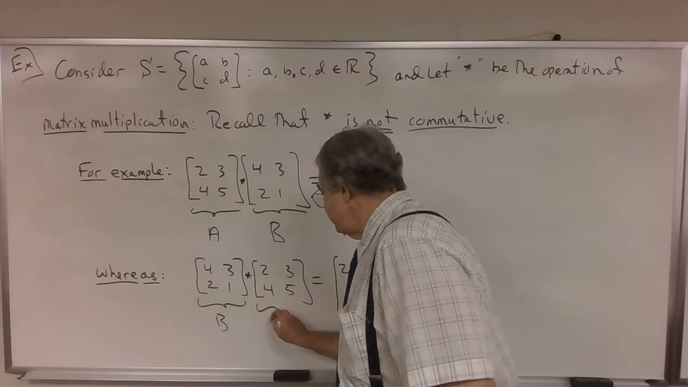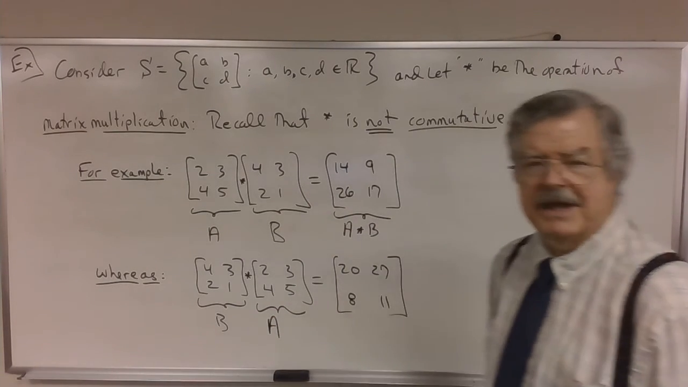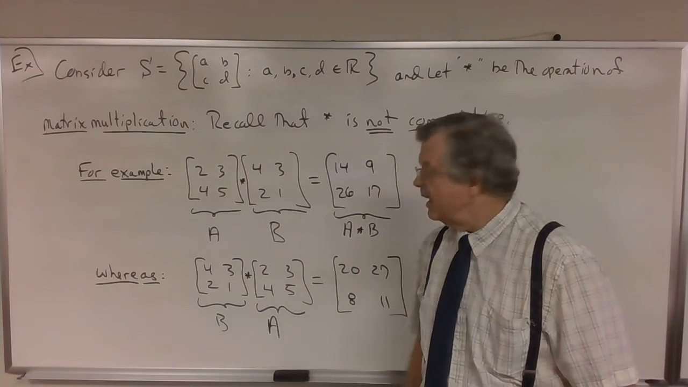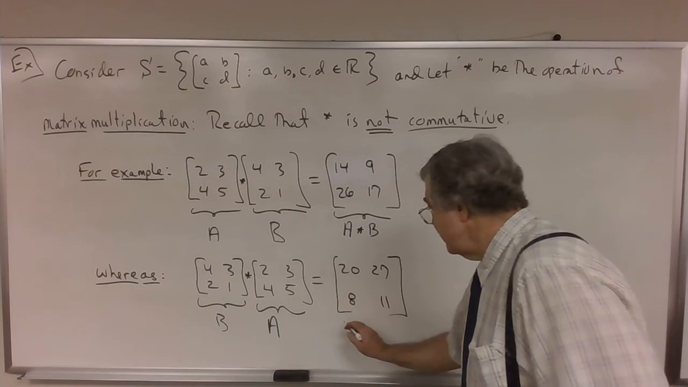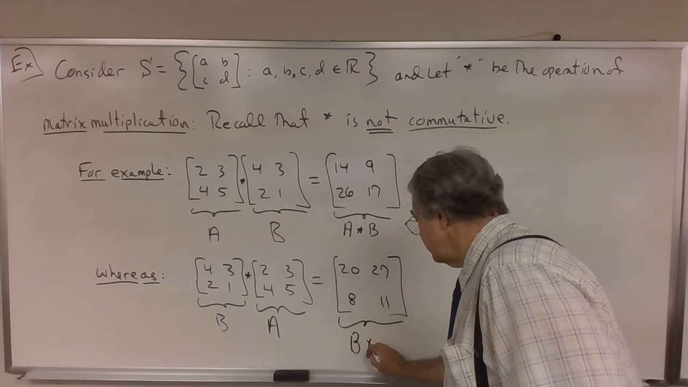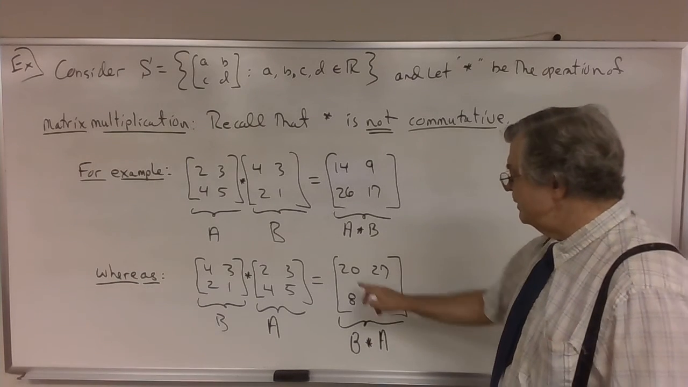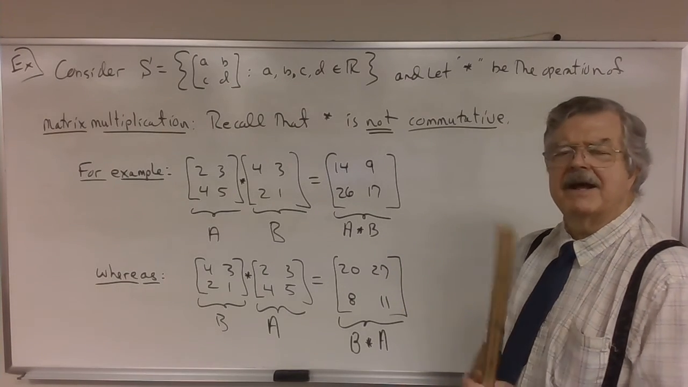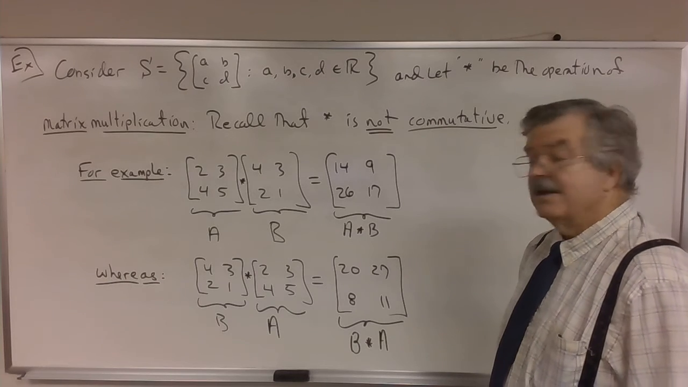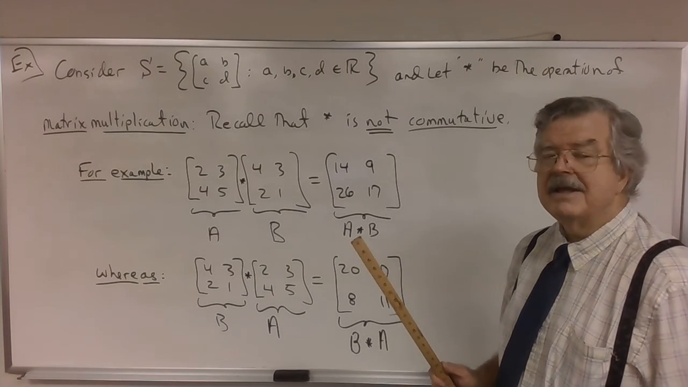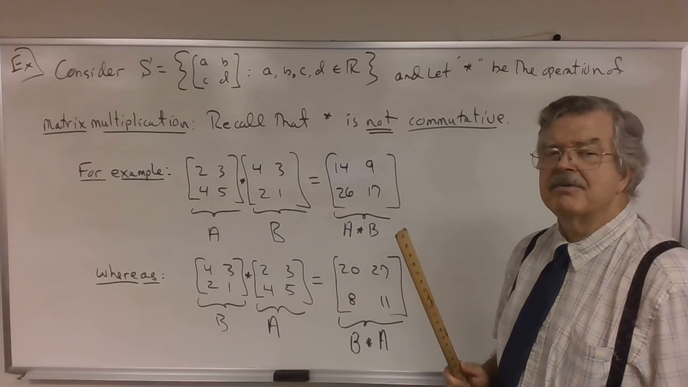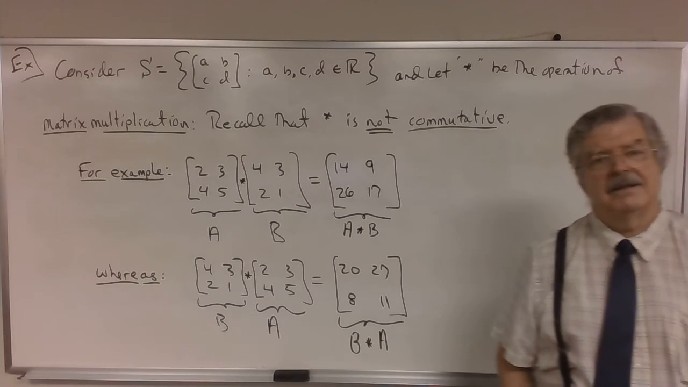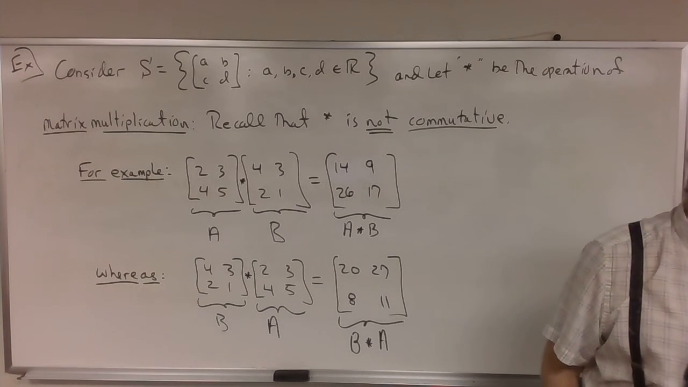But now what happens if we change the order of the elements in our pair? We still have the same two elements, the same two matrices, but we've changed the order. And here's what we get. B star A is the element 20, 27, 8, 11. And please do work that out just to verify that matrix multiplication, even though it is a binary operation, is not commutative. Is it associative? Well, let's see.